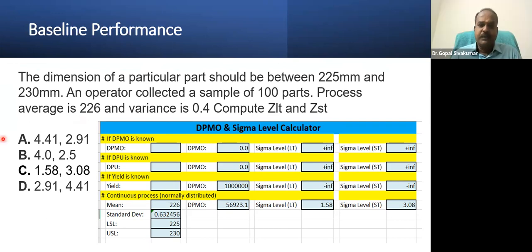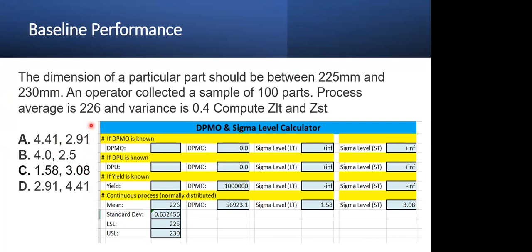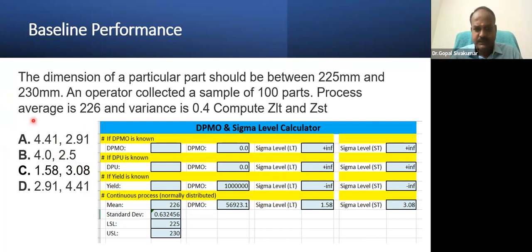Because short-term capability means everything is fresh, new, so capability will be high. As you use the equipments, as time passes, there will be wear and tear, and so capability will gradually come down. All right. So now what is the answer here in the slide? C. C is the correct answer, right? We are not just making a guess. We are calculating and finding out correctly.